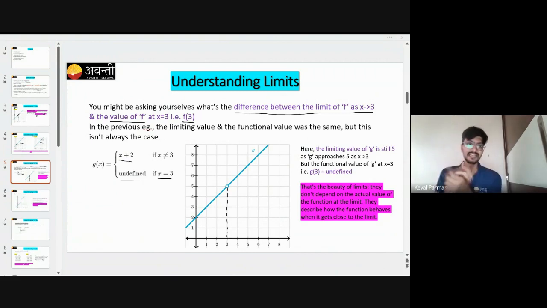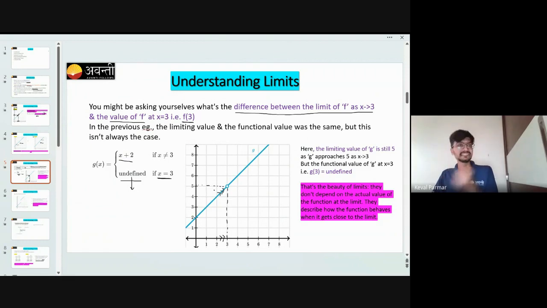So in this graph, as you can see, the functional value, that is the value of the function at x equal to 3, is undefined. Now let us calculate the limit. How do you calculate a limit? Limit as x tends to 3. So from the left hand side, if x is tending to 3, the graph is tending to which value?